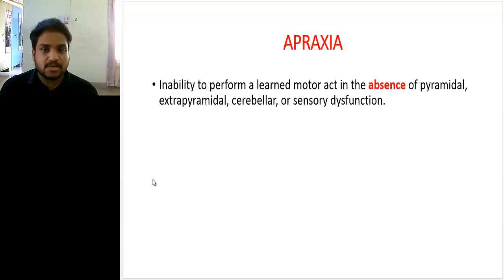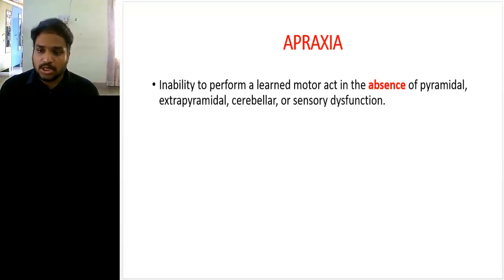So what is apraxia? Apraxia is the inability to perform a learned motor act in the absence of pyramidal, extrapyramidal, cerebellar or sensory dysfunction. See, there is no pyramidal lesion, no extrapyramidal lesion, no cerebellar lesion, no sensory dysfunction. Still the patient is unable to perform a learned motor act, right? So that is called apraxia.